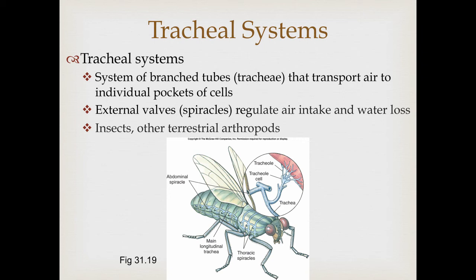So if the respiratory surfaces or the internal body is getting too dry, they can shut that out and just respire when maybe the humidity is higher. And this is the system used in insects and other terrestrial arthropods.